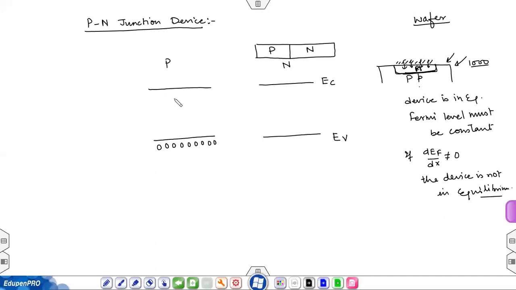Okay, so let's say P has more holes. Let's say N has more electrons. Let me draw electrons as a solid point like this. So as soon as you make a p-n junction, what do you think? The very first phenomenon will be, because of the concentration gradient, the electrons will try to diffuse towards the p side. However, the holes will try to diffuse towards the n side. This will be the first phenomenon.